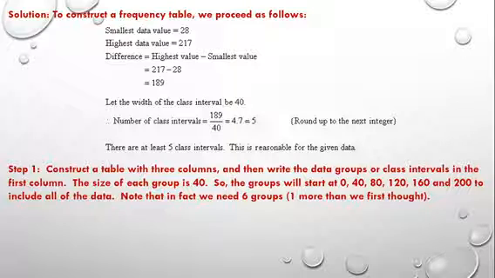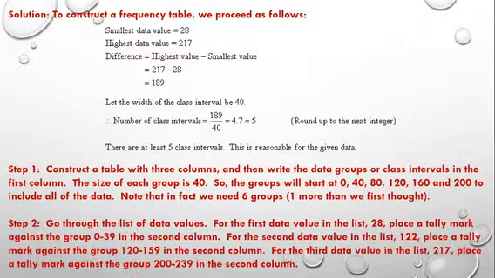Now, the second step is to go through the list of data values, just like we did in the first example. Our first value here is 28. If you look at our table, you realize that you don't have 28; you have 0 to 39. So what you do is to mark one tally in front of 0 to 39, because 28 belongs in that row. In the second column, which is for tally, you just put that. And then for the second data value, which is 122, you put a tally in front of the group 120 to 159, on and on like that, until you are able to go through all the data that we have.